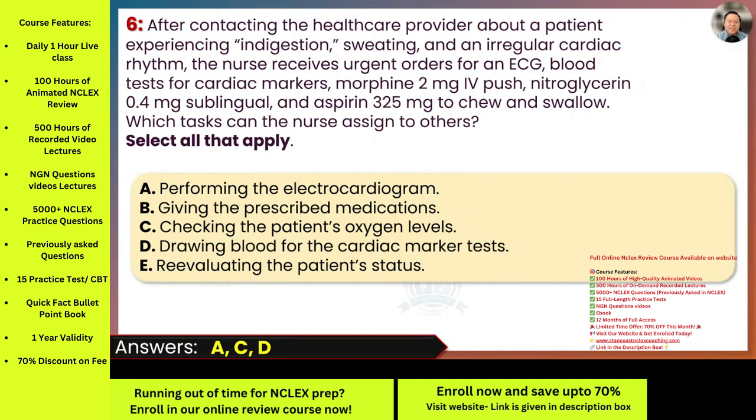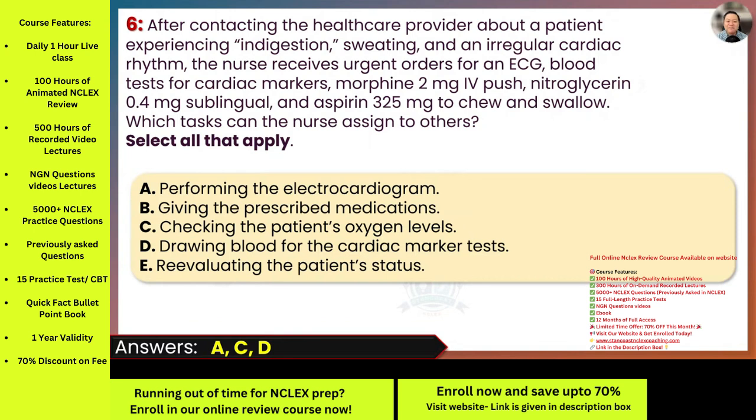So your strategy here is to know what can and cannot be delegated. Think about those tasks that require nursing judgment, assessment, or decision making, and that is the RN responsibility. However, tasks that are procedural or technical are something that you can delegate to trained personnel. And think about that this is a cardiac emergency. You have to prioritize critical intervention. So you delegate routine tasks, which will free up the RN to focus on urgent care. And don't be tricked into selecting the administration of medications.